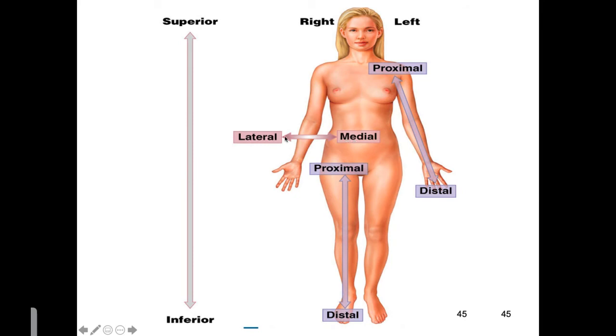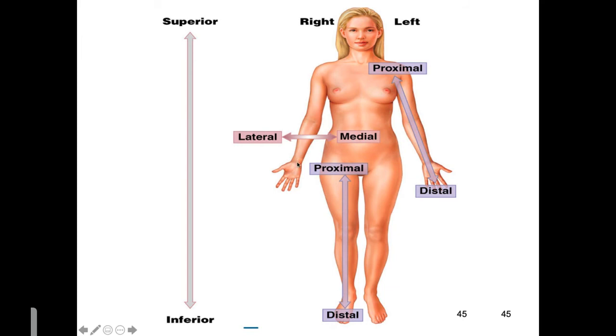Superior and inferior are opposites. Medial and lateral are opposites. When you're moving closer to midline, to the center of the body, you're moving medially. When you're moving away from midline, you're moving laterally. So the thumb is the most lateral finger, or digit 1, digit 2, 3, 4, digit 5 is the most medial.